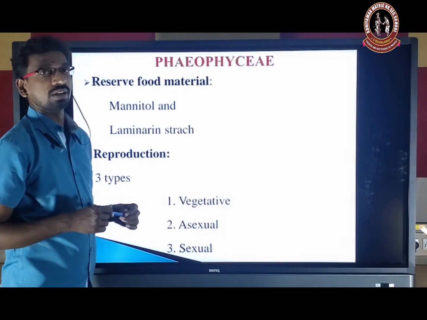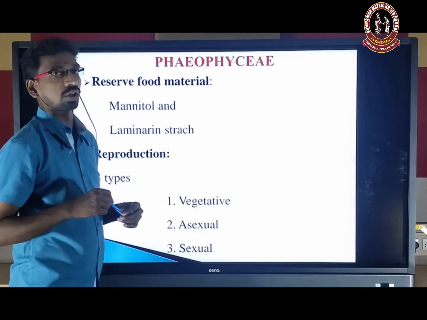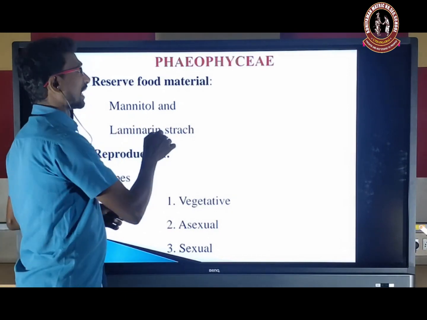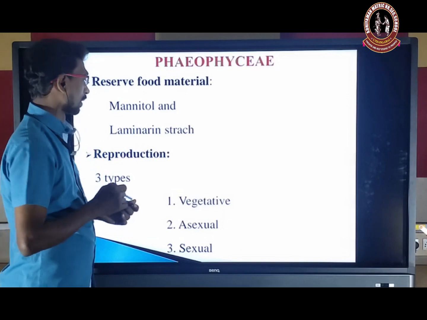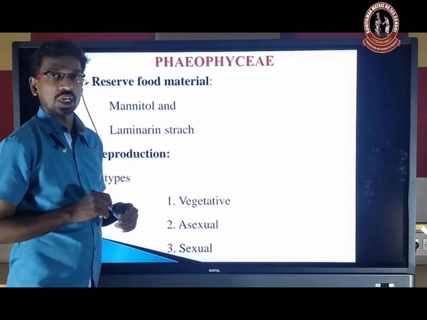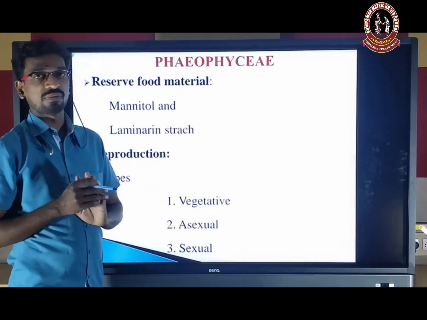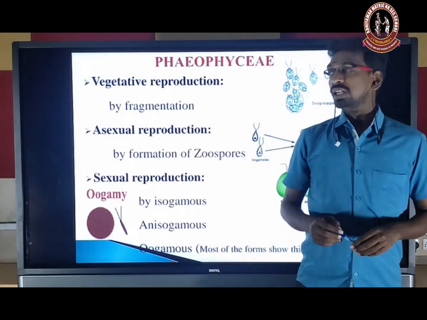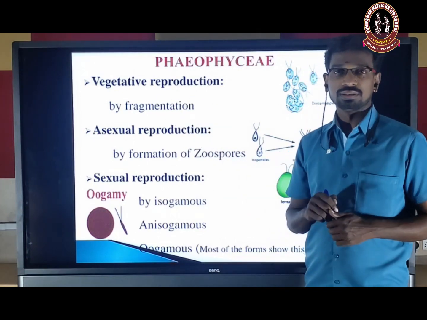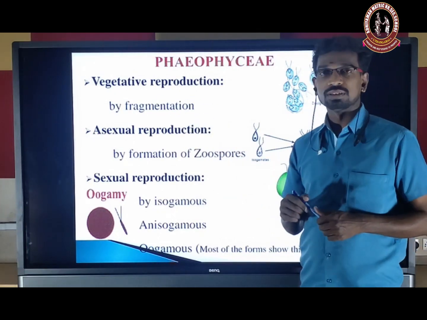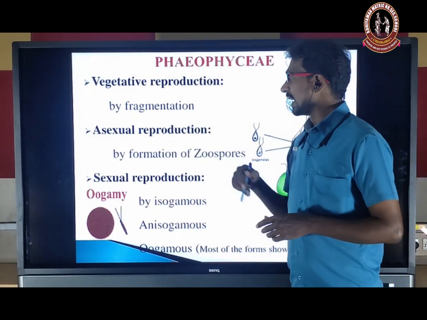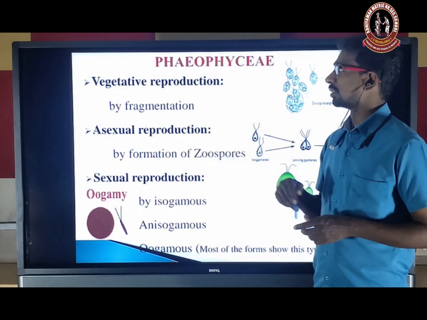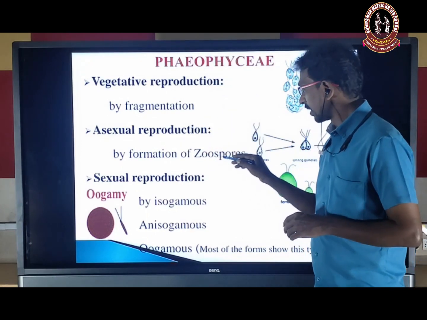And the reserve food materials are mannitol and laminarin starch. These two are the main reserve food materials for the class Phaeophyceae. Then reproduction: like in Chlorophyceae, all three types of reproduction occur, vegetative, asexual and sexual. Vegetative is by fragmentation. Asexual reproduction is by the formation of zoospores only.